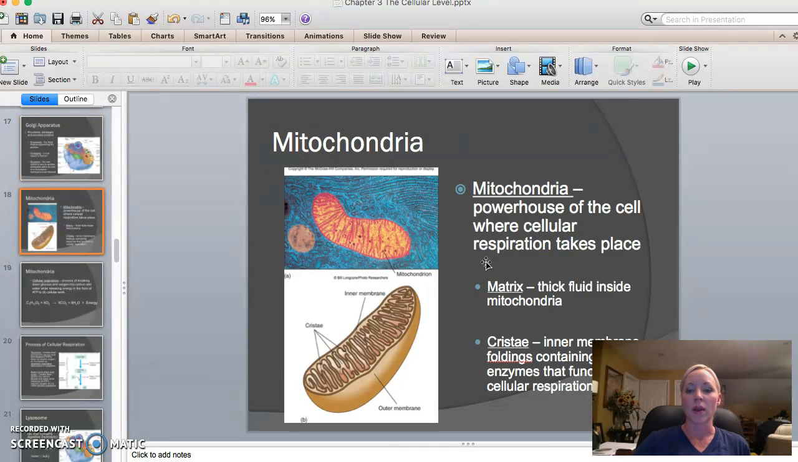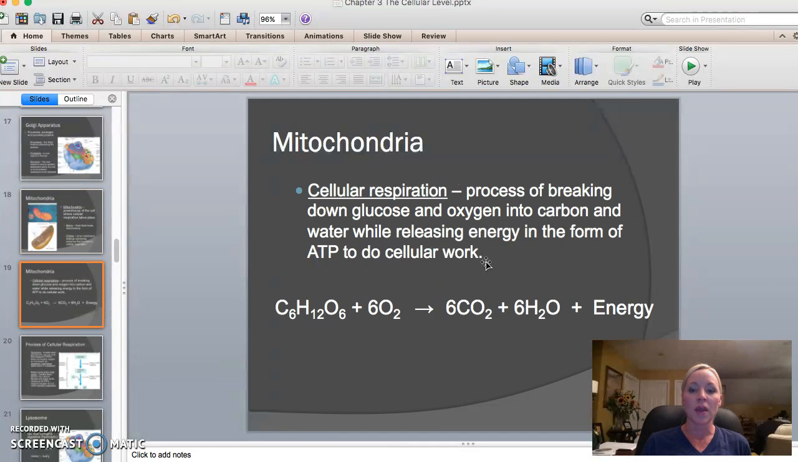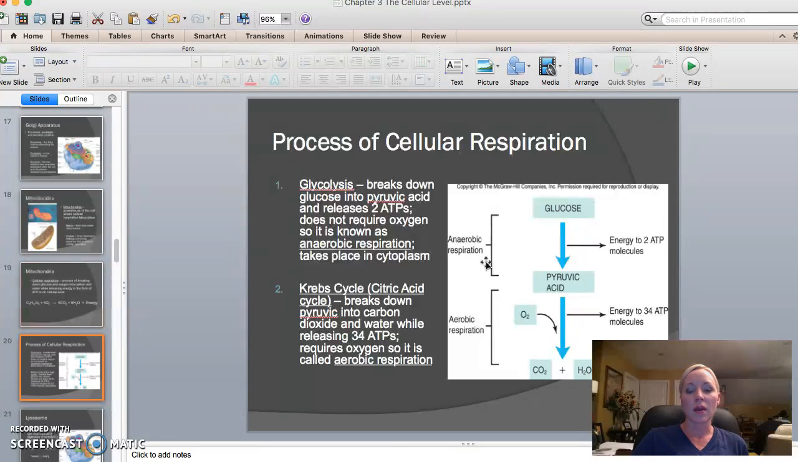Mitochondria, very important, the powerhouse of the cell. This is where our cellular respiration takes place. This is how we get our ATP. This is how we get our energy for the body. So it is very, very important. Cellular respiration occurring here is the process of breaking down glucose and oxygen into carbon dioxide and water while releasing energy in the form of ATP to do cellular work. The processes of cellular respiration include glycolysis and the Krebs cycle. We're going to talk about this a little bit more in the next video.